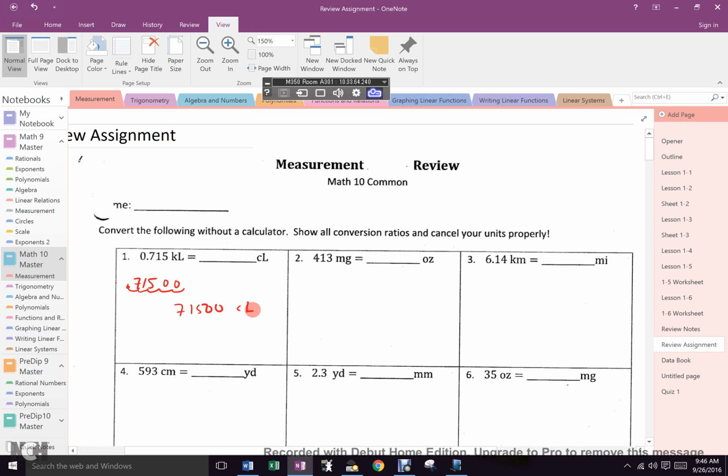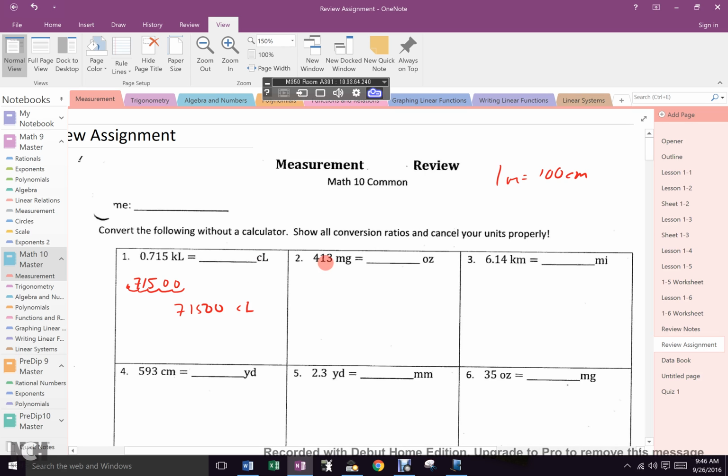Okie dokie? Let's say you don't remember all those steps. Kilo, hecto, deca, base, deci, centi, milli. Let's say you forget those steps. Then you use your sheet, which showed you that 1 meter equals 100 centimeters. And you just use that fact to do this. Cool? So if you couldn't remember the steps, you would have gone kilometers or kiloliters to liters, which is 1 to 1,000. Then you would have done that answer with 1 to 100. Everybody cool? Picking up what I'm putting down? Read my mail, mow my lawn?